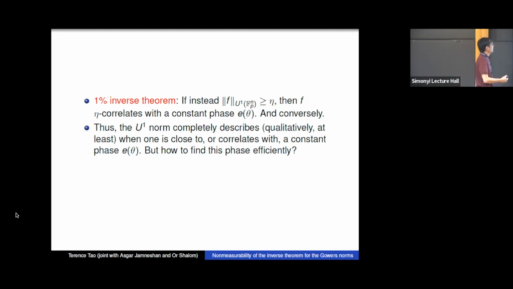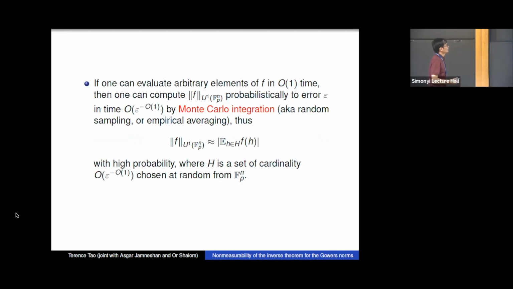But the question is: suppose you have these correlations. What is this phase? How do you compute it? There are various ways to actually find this phase. First of all, this U1 semi-norm you can estimate probabilistically very quickly. Even if you're in a huge dimensional vector space, instead of taking the mean over the entire vector space, which is p to the n different points, you can just do Monte Carlo integration or random sampling or empirical averaging, depending on what dialect of mathematics you speak.